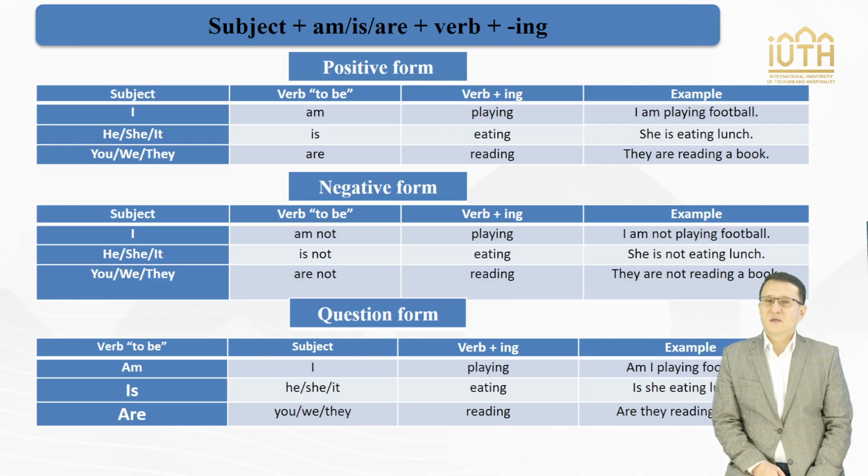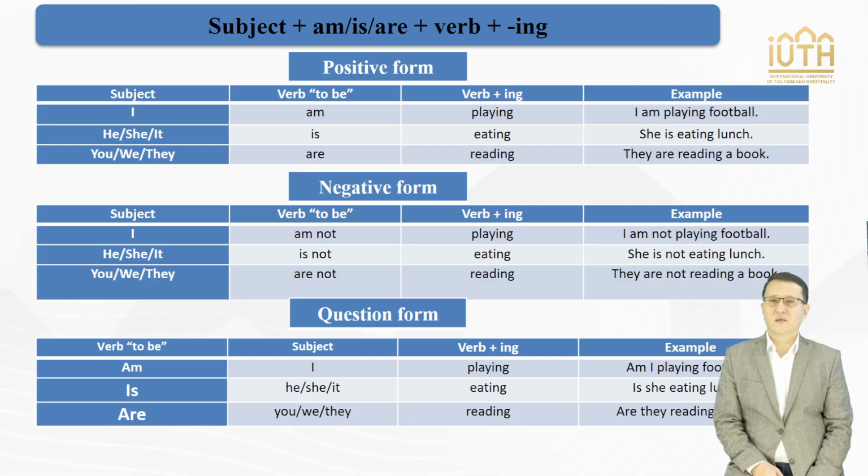How to form the present continuous structure? Subject plus am, is, are plus verb plus ing. I is the subject, am is the verb to be, playing is verb plus ing. Example: I am playing football. He, she, it: subject, is verb to be, eating, verb plus ing. Example: she is eating lunch. You, we, they: subject, are verb to be, reading, verb plus ing. Example: they are reading a book.